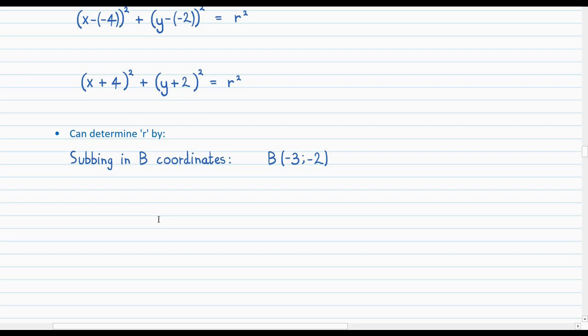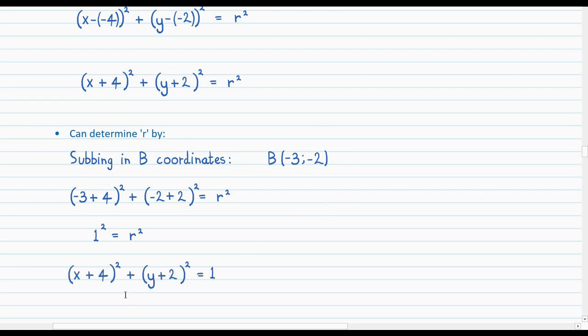And when you do that, you get -3 plus 4 squared plus -2 plus 2 squared is equal to r squared. And through simple maths, you'd get a 1 over here and a 0 over here, leaving just 1 squared is equal to r squared. Therefore, r is equal to 1. Then you can just sub that value back into this equation. Then you get the final equation of the circle as x plus 4 squared plus y plus 2 squared is equal to 1.